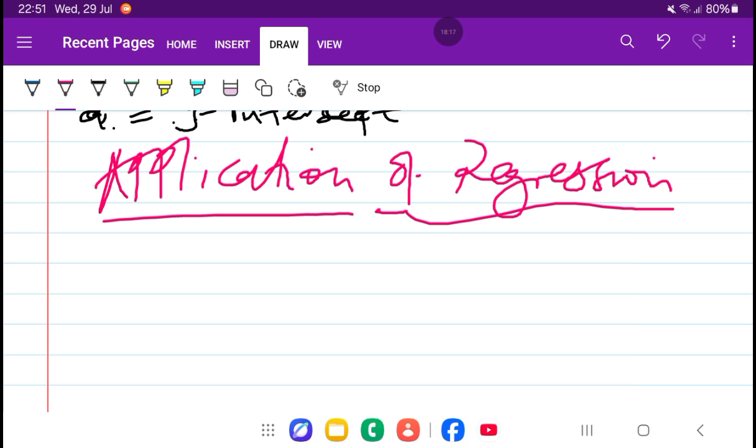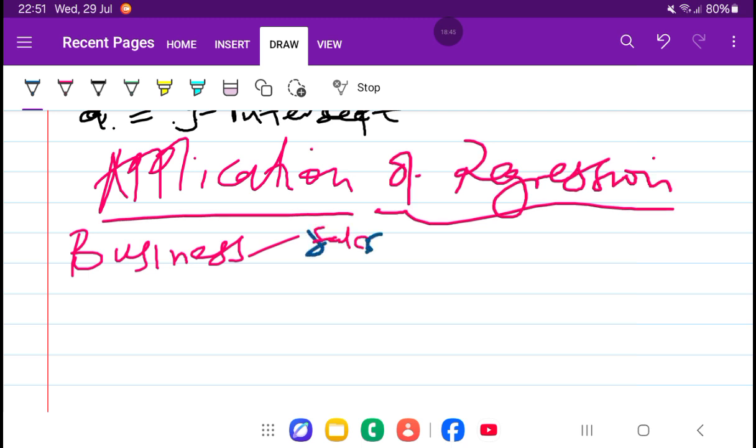Of course, regarding the application, we've said that there are very many different areas where we can apply regression. We said we can use it in business, and when you're handling it in business, you can look at what we call sales forecasts, or sales forecasting.